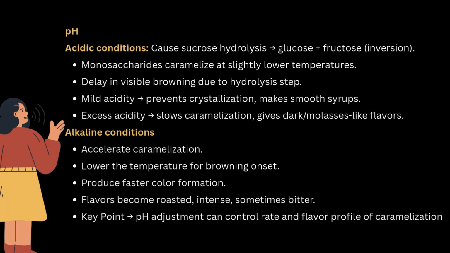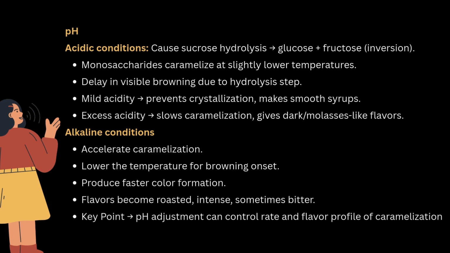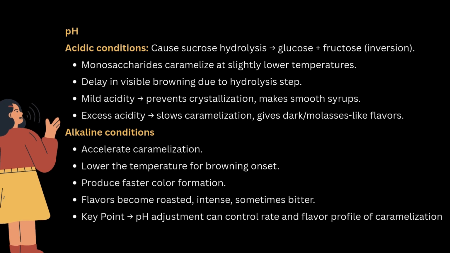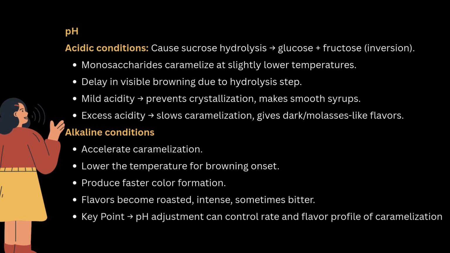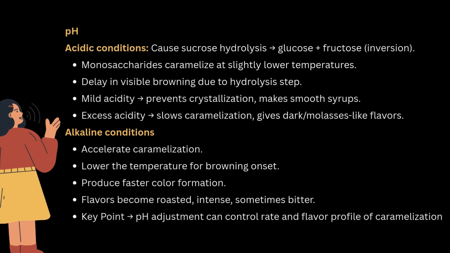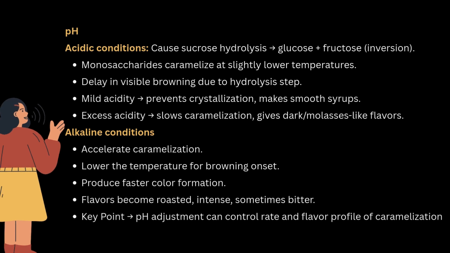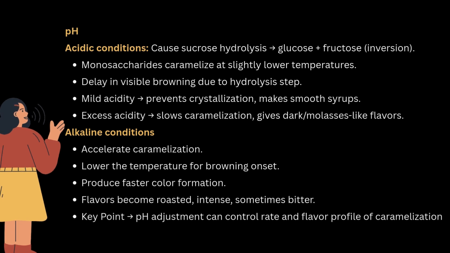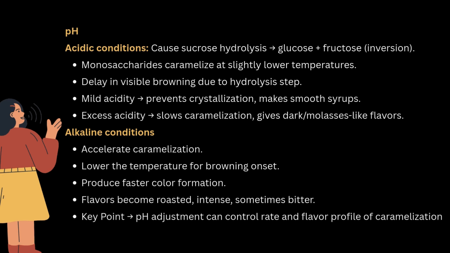Third, pH of the sugar environment strongly influences the course of caramelization. Under acidic conditions, sucrose undergoes rapid hydrolysis into glucose and fructose, a process known as inversion. While these monosaccharides caramelize at slightly lower temperatures, the initial focus on hydrolysis means that visible browning may be delayed. Mild acidity is useful in cooking because it prevents crystallization and produces smooth syrups, but excessive acidity can slow caramelization and shift flavors toward darker, more molasses-like notes.